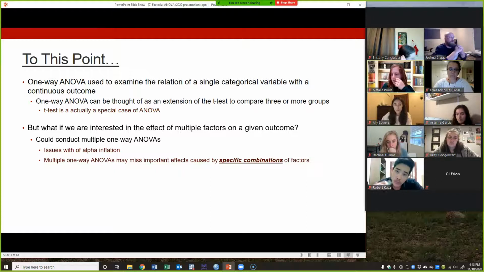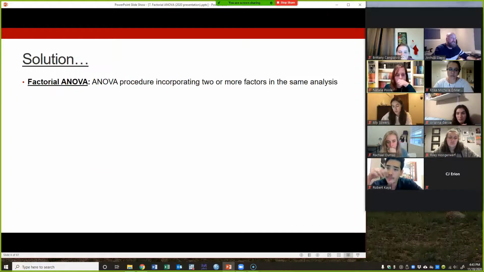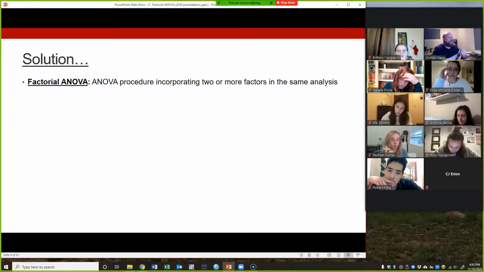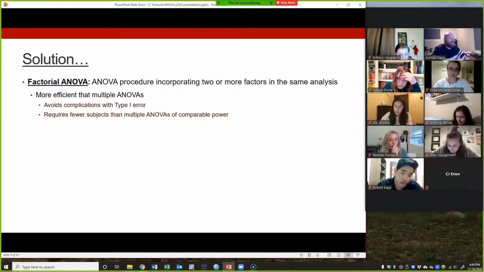Okay, and this is where we really start to lose the ability to tease things apart with just these mean-based comparisons. So what we have at our disposal are our factorial ANOVA models. These are models that incorporate two or more factors into the same analysis. Okay, some benefits: more efficient than multiple one-way ANOVAs. I avoid that type 1 error, and factorial ANOVAs and factorial designs also become a little bit more powerful than multiple one-way ANOVAs.